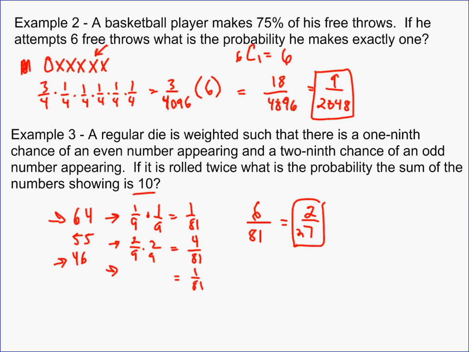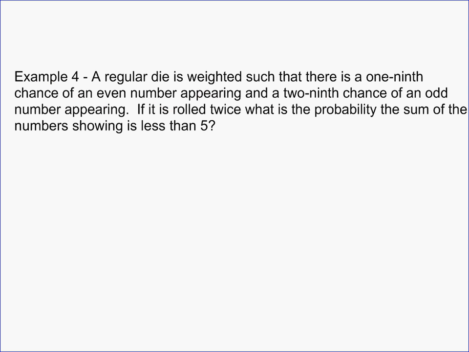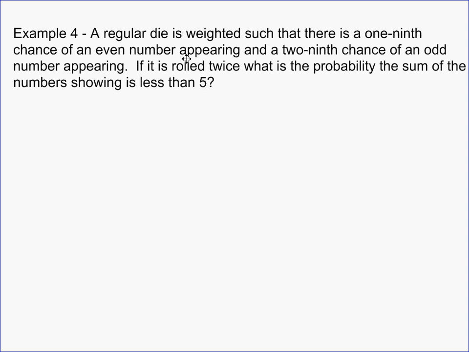Okay, the last problem we're going to look at is another weighted die problem. This one is the same scenario, but this time when it's rolled twice, what is the probability the sum of the numbers showing is less than 5? So we have to think of all the possibilities. One of those is snake eyes, 1, 1. Then you've got 1, 2 and 2, 1. Then you've got 1, 3, 3, 1, and 2, 2. So there are actually 6 different ways to do this. So we need to calculate each of them.